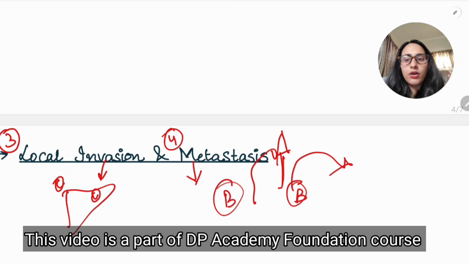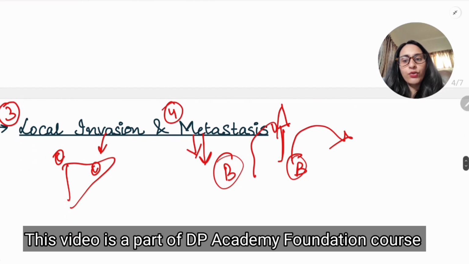You don't have time to explore other places. And metastasis is, say, after the wedding, going on honeymoon, going to foreign countries, a far away place. Distant spread, that is known as metastasis. Going on foreign trips, that is metastasis.